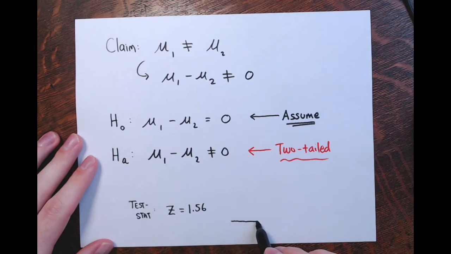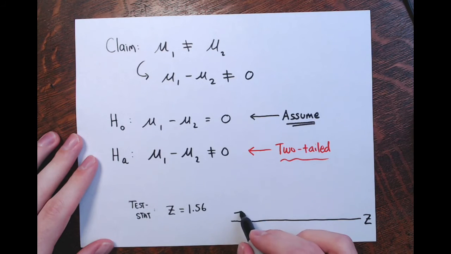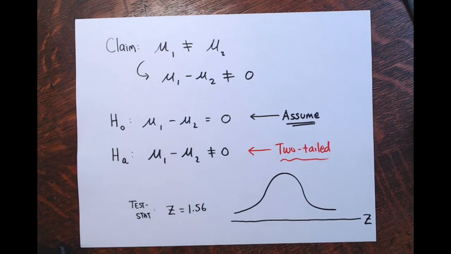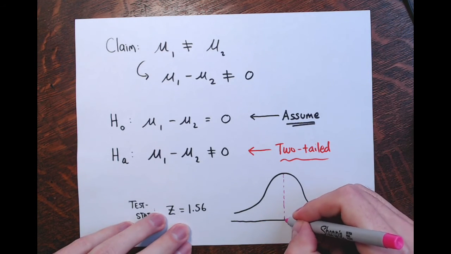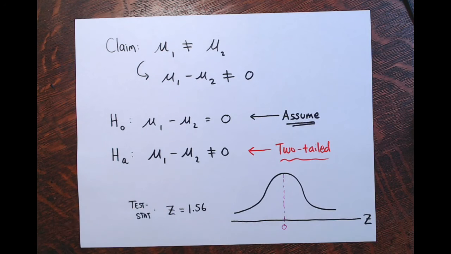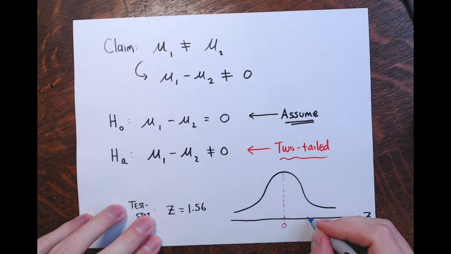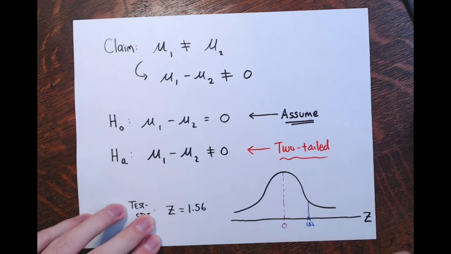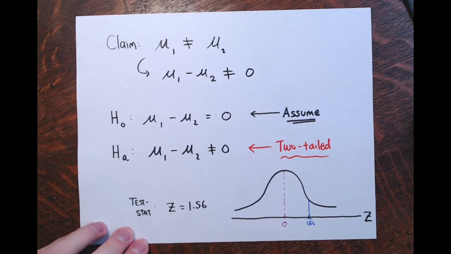So I'm going to draw a picture here of the z distribution, the standard normal distribution. Right, a symmetrical bell-shaped curve. Underneath the peak is a z-score of 0, and our test statistic comes in at 1.56, which is to the right of 0. Now, for the p-value, if this were a right-tailed test, the p-value would simply be the area to the right of my test statistic.